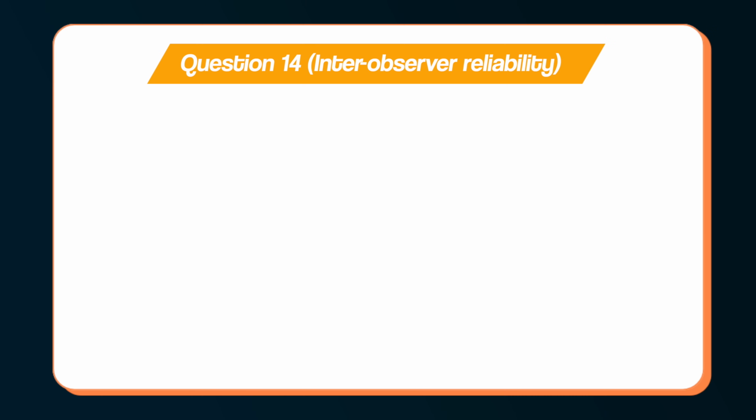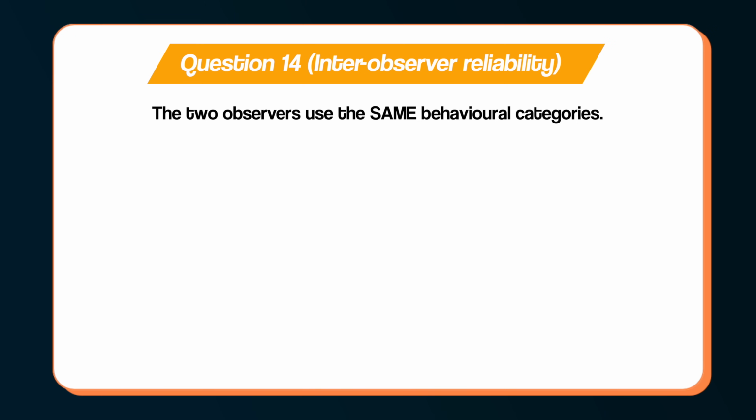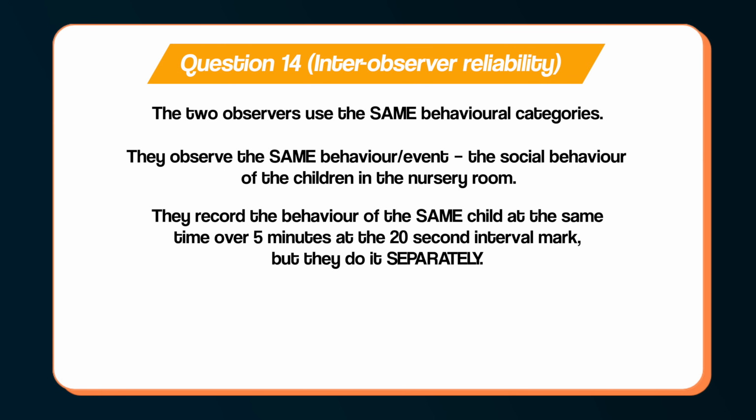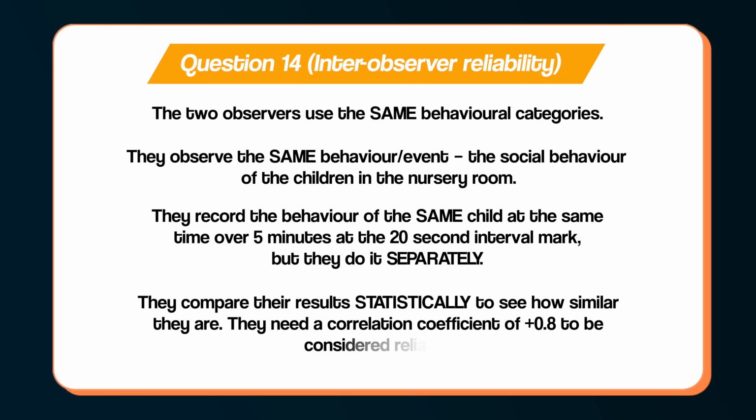This is a common 4-mark question on reliability that has a pattern to it. Just make sure to apply it to the study where you can as you go along. So you could write, the 2 observers use the same behavioural categories. They observe the same behaviour or event, i.e. the social behaviour of the children in the nursery room. They record the behaviour of the same child at the same time over 5 minutes at the 20-second interval mark, but they do it separately. They compare their results statistically to see how similar they are. They need a correlation coefficient of plus 0.8 to be considered reliable. It's helpful to think of all the S's to help you.